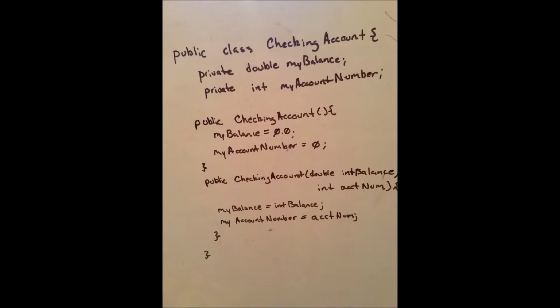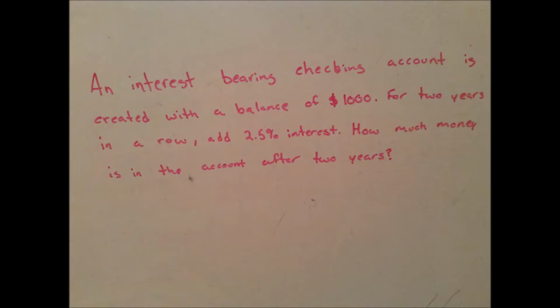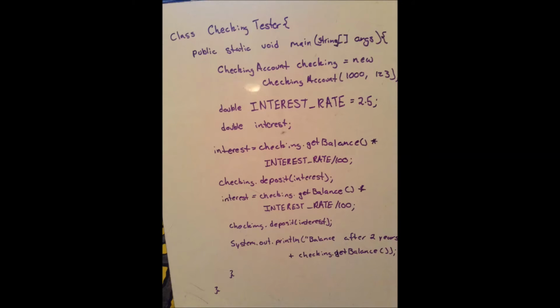Using a CheckingAccount class is best demonstrated by writing a program that solves a specific problem. We want to study the following scenario. An interest-bearing checking account is created with a balance of $1,000. For 2 years in a row, add 2.5% interest. How much money is in the account after 2 years? Two classes are required: the CheckingAccount class as developed in the preceding sections, and a second class called CheckingTester. The main method of the CheckingTester class constructs the CheckingAccount object, adds the interest twice, then prints out the balance.